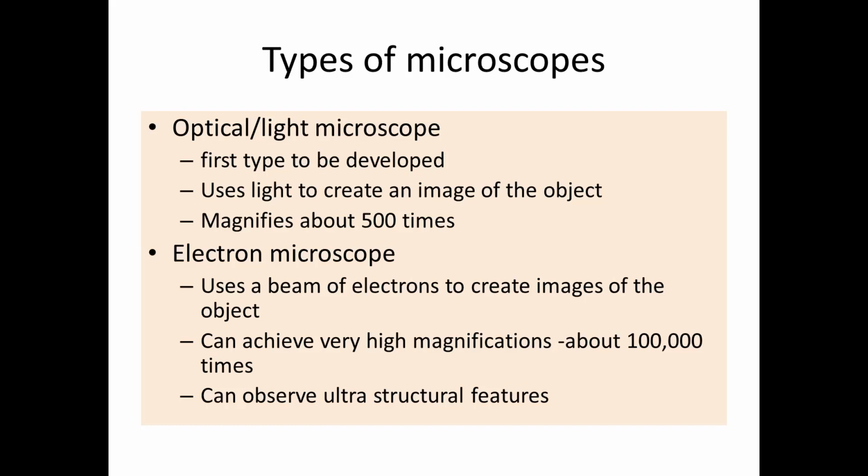Then there are the electron microscopes. They use a beam of electrons to create an image of the object. They can achieve very high magnifications, about 100,000 times. And you get the chance of observing the ultrastructural features.